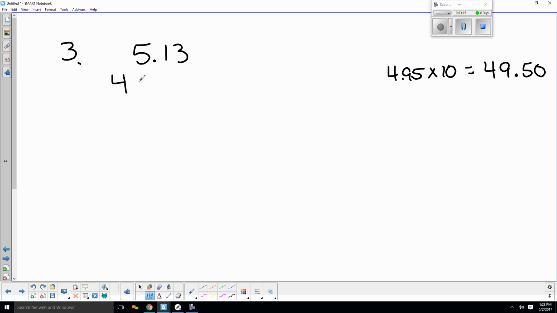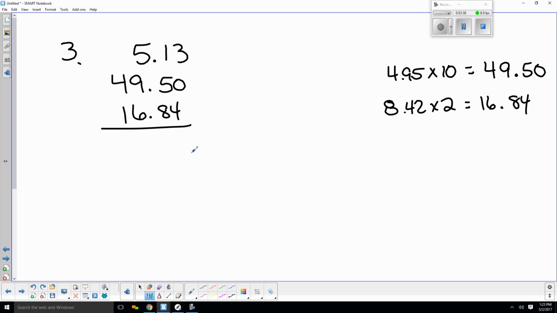So I'm going to come back over here. Okay. And then for the alto saxophone reeds, they come 5 to a box. So I need 2 boxes of that. So I'm going to take $8.42 and times it by 2. And I'm going to get $16.84. Now remember, when you add, you've got to line your decimals up. And go ahead and add. So once I add, I get $71.47, which is C.